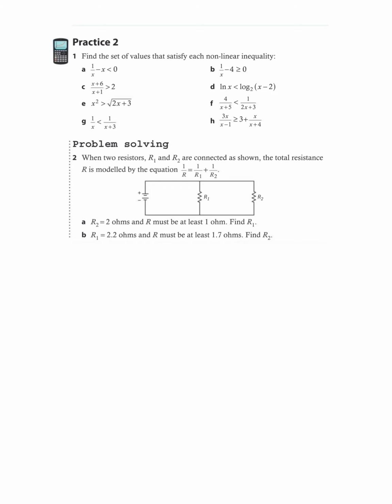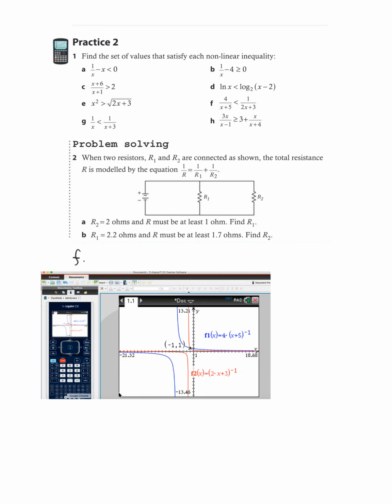Let's now have a look at F. Now this is a little bit trickier just to visualize here. Just keep in mind that the asymptote for the left-hand side is minus 5. That's when the denominator equals 0. And on the right, it's going to be minus 3 on 2. Just keep that in mind because we need to know that to find the solution.